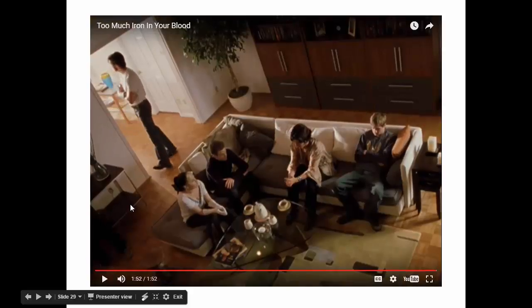So what did he do? He sucked all the iron, which is magnetic, out of that guy's blood, and that's what he used to make those little balls that he sent flying through the glass.